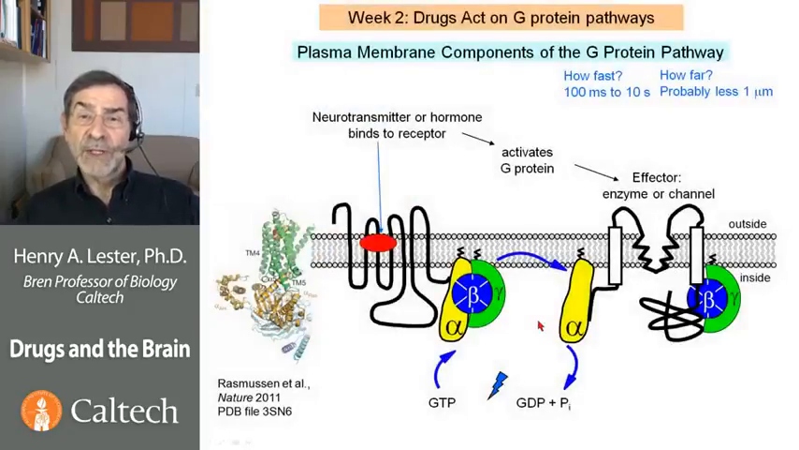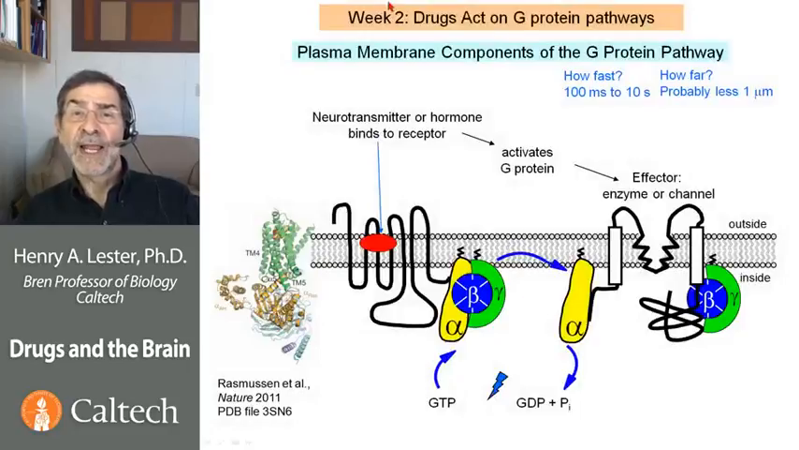We'll then move on to the very important topic of drugs that act on G-protein pathways. Here is a molecular structure, again with a PDB file, of a beta-adrenergic receptor, a G-protein coupled receptor, shown schematically here. The structure is complexed with its G-protein, shown schematically here. And ultimately, not shown in the structure here, is an effector, an enzyme or an ion channel that actually does the business in the signal transduction within or on the surface of cells.